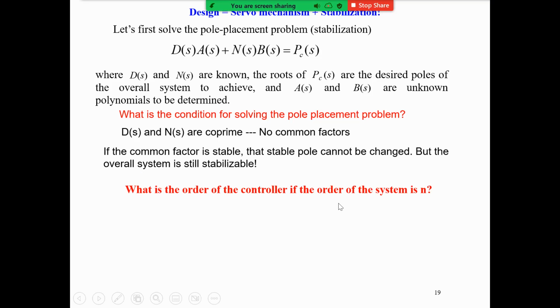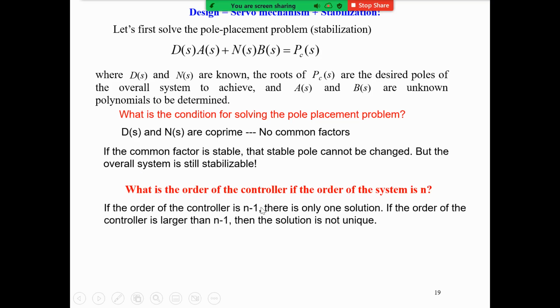Then we talk about the minimum order, the degree of the controller. If the order of the system is N, then if the order of the controller is N-1, there is only one solution. If the order of the controller is larger than N-1, then you have an infinite number of solutions.